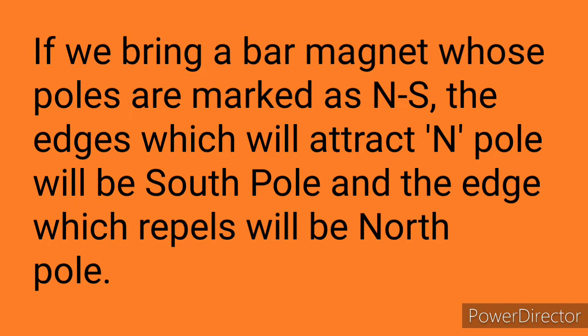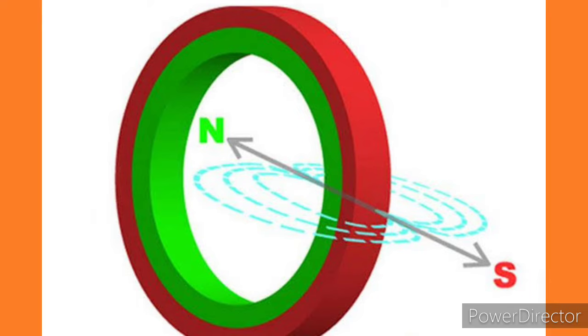If we bring a bar magnet whose poles are marked as north-south, the edge which will attract the north pole will be the south pole, and the edge which repels will be the north pole. So if you bring a bar magnet nearer to the ring magnet, see in the figure, the outer edge is red color, the inner edge is green color. So if the outer edge attracts the north pole, it is nothing but the south pole. And the inner edge repels, which means it is the north pole.